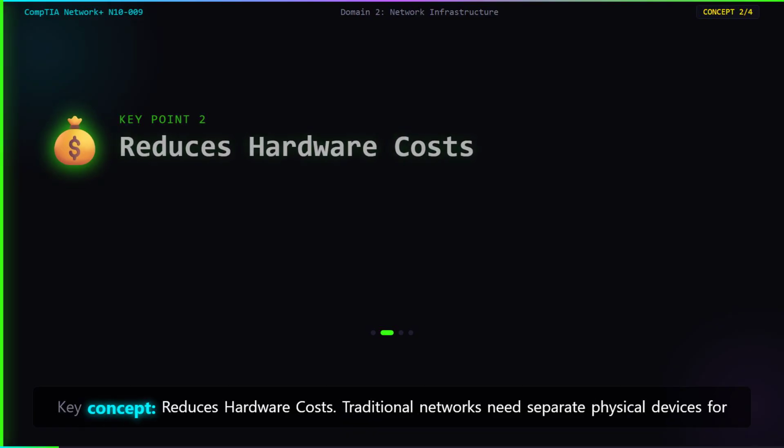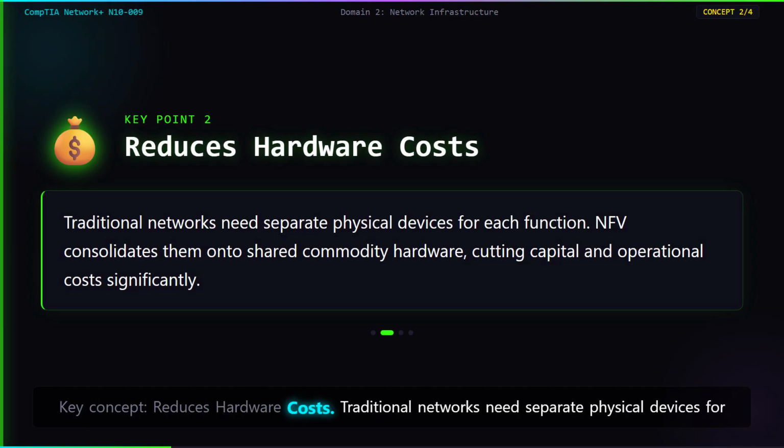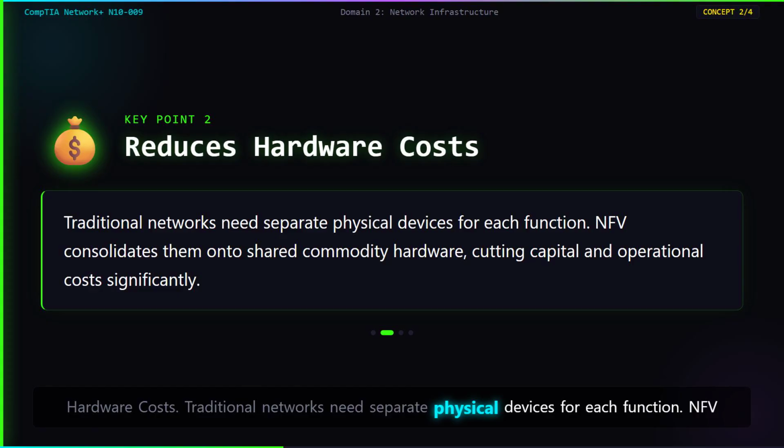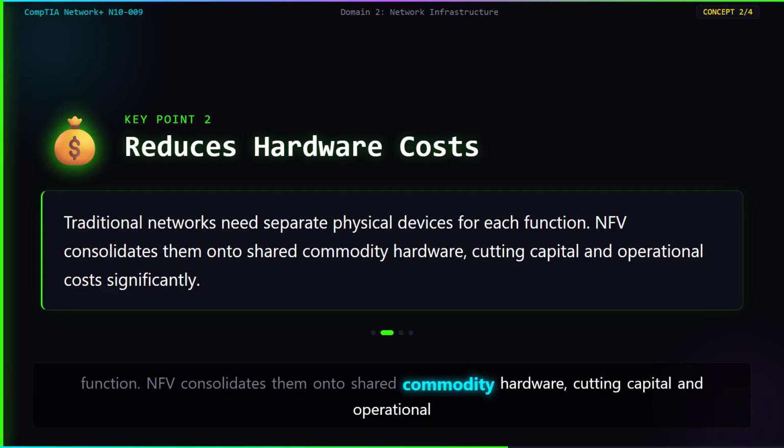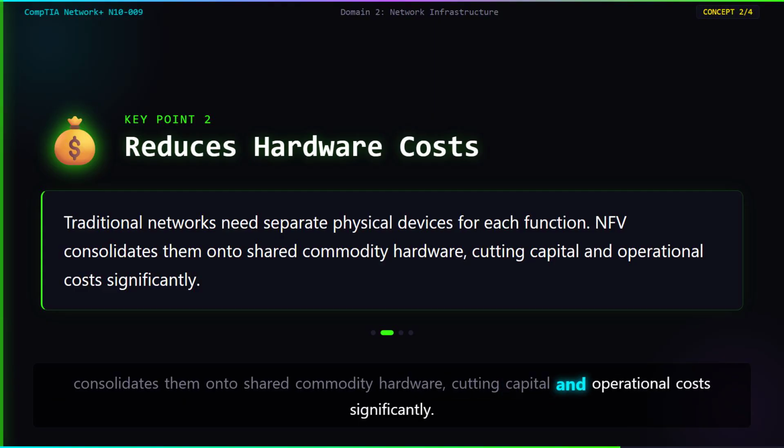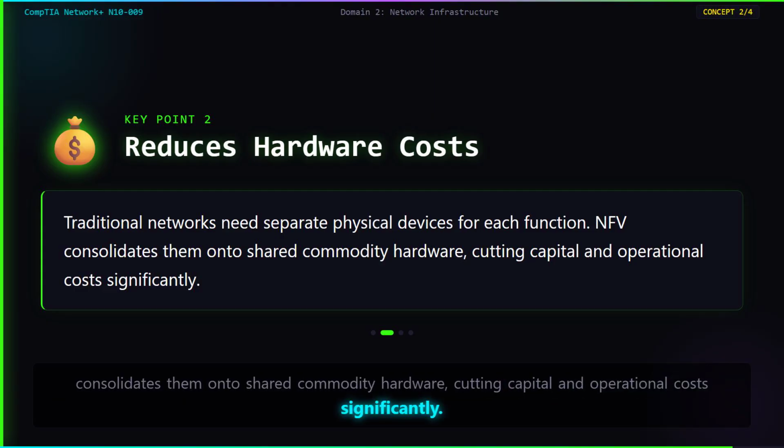Key concept: reduces hardware costs. Traditional networks need separate physical devices for each function. NFV consolidates them onto shared commodity hardware, cutting capital and operational costs significantly.